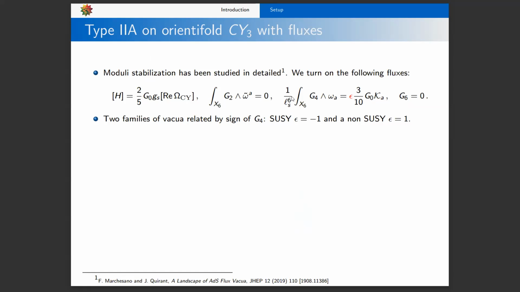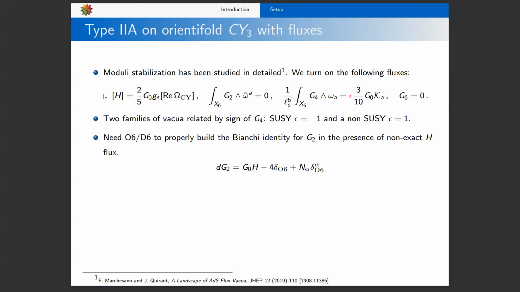We will focus on two of the many families they found, which are built by turning on the NS flux and the G4 Romans flux, as well as the Romans mass G0. Depending on the value of this factor epsilon, we have the SUSY background if epsilon is equal to -1, or a sister family of non-supersymmetric vacua when epsilon is equal to 1. There are many more, but we focus on these two because the supersymmetric solution is the best understood one, and the one with epsilon equal to 1 is so close to the supersymmetric one that we expect it to inherit much of its good behavior.